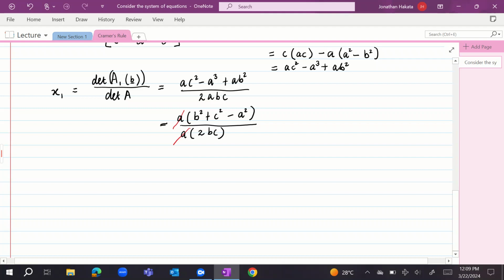So, remember x1 is equivalent to this fraction, and from our supposition, we said suppose x1 is equal to cos alpha, so therefore I can bring the cos alpha into the picture. Therefore, cos alpha is equal to B squared plus C squared minus A squared all over 2BC, as required.